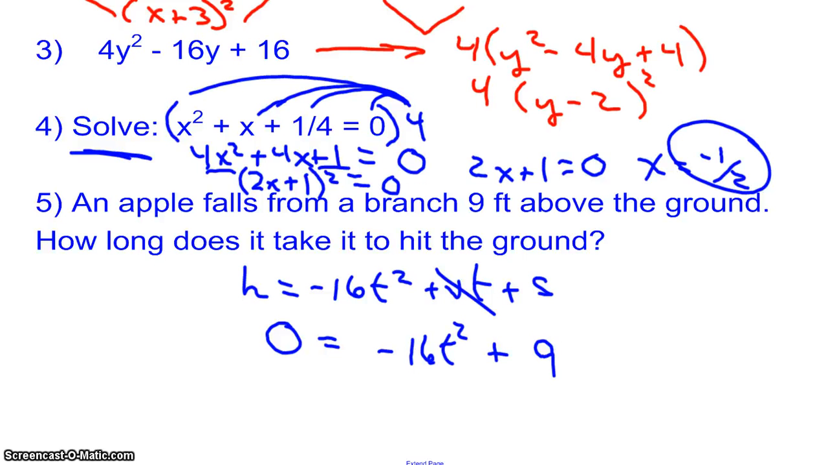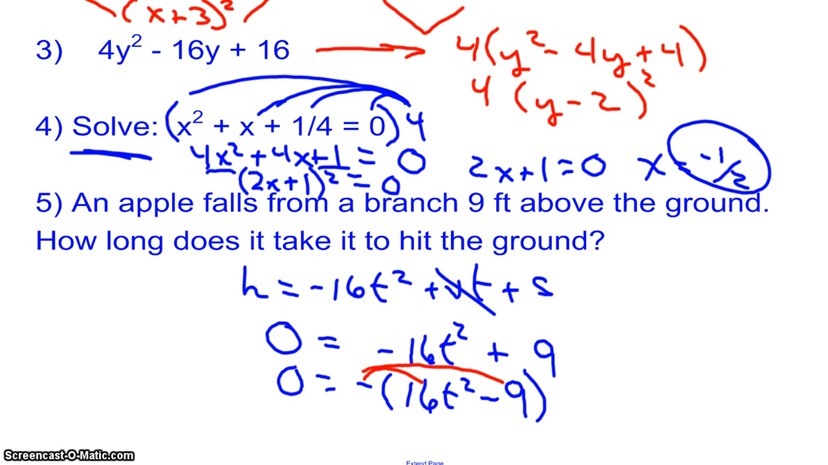So now you can take out the negative from the 16. So you have negative 1 parentheses, and then minus 9, right? Negative 1 times this gives you back negative 16t squared, and negative 1 times that gives you back the positive 9. Okay, so there's what we have.